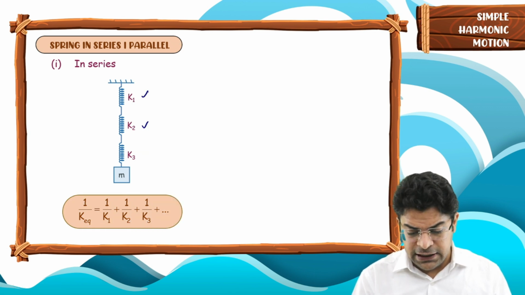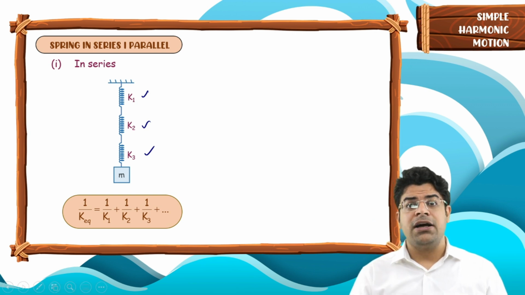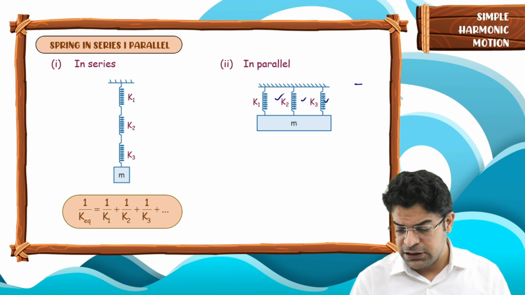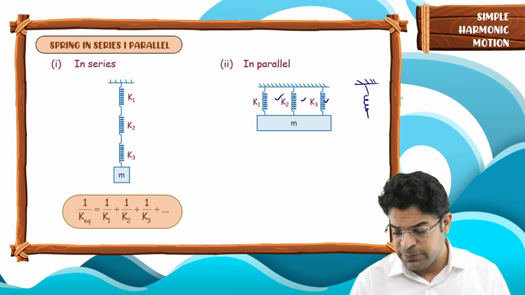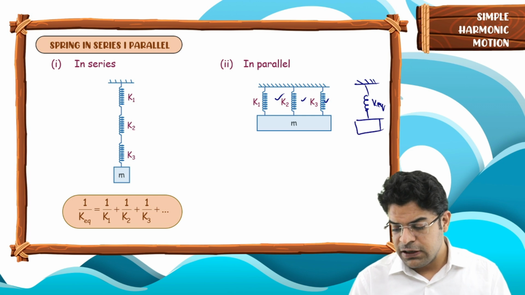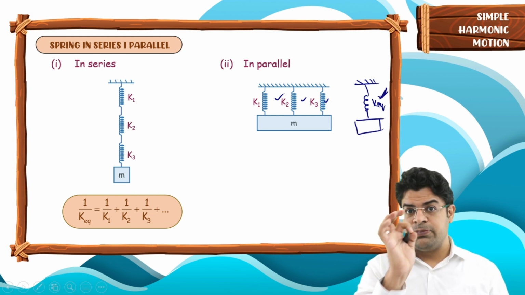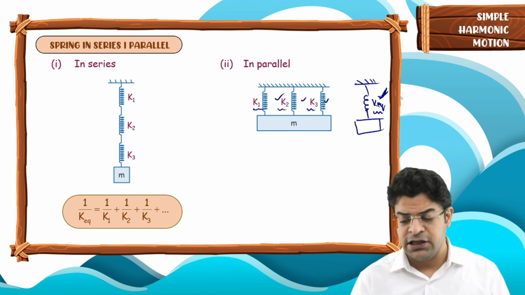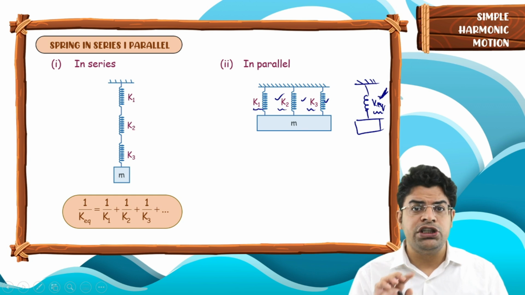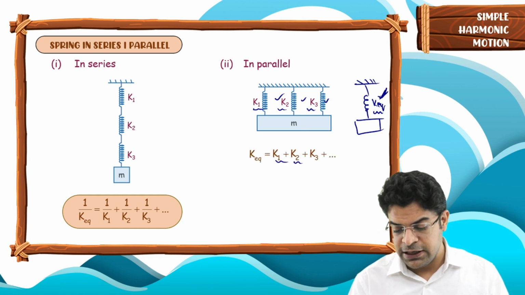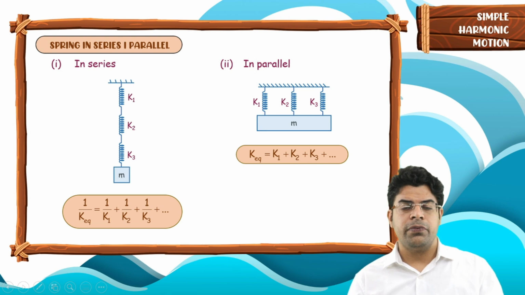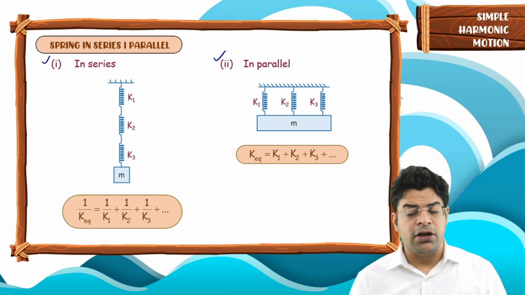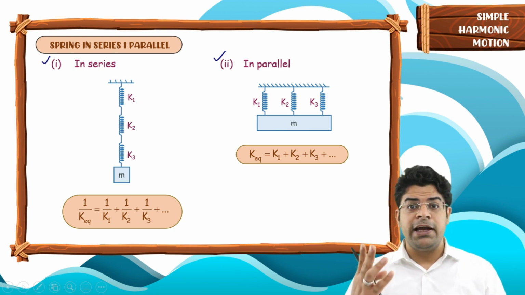Rather than being connected in series, if the springs are connected in parallel, then removing all these three springs, we can place a single spring of, let's say, spring constant k equivalent. What has to be the k equivalent for this single spring if I wish to replace these three springs? So we say that for parallel combination of springs, the k equivalent comes out to be k1 plus k2 plus k3 and so on. Now let's understand some important points about series and parallel combination before we start applying them in questions.